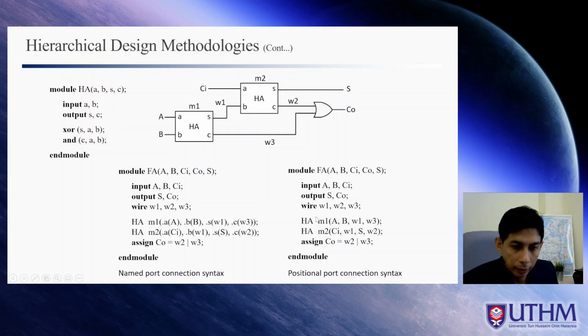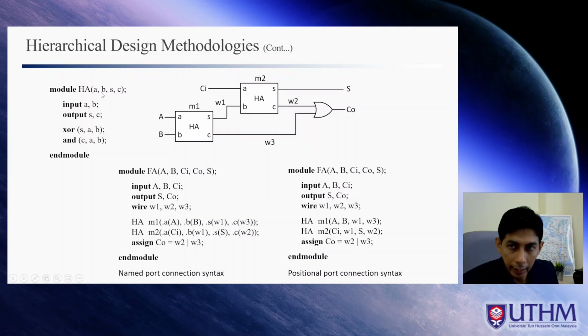So for example, when we want to instantiate this one, M1, the connection, because we want to connect this A to the small a, means that the position must be the same as this one. So this is A, right? A connect to A. This B must be connected to this B. And this S is connected to W1. So this is W1. And this C is connected to W3. So we have that.